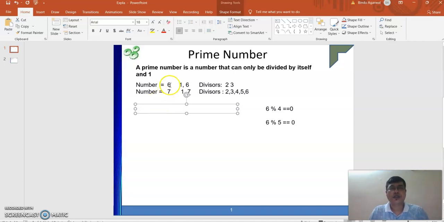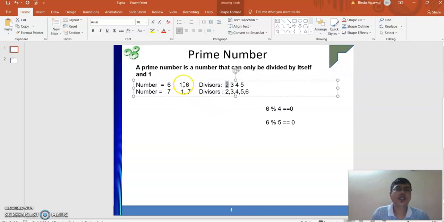Say for 6 or for 7. We are trying to find out whether any number between 1 and 6, that is 2, 3, 4, 5, divides 6 or not. We found that 2 divides it, so it is not a prime number. But for 7, we see that 2, 3, 4, 5, 6 do not divide it.